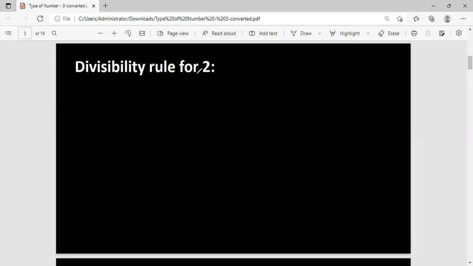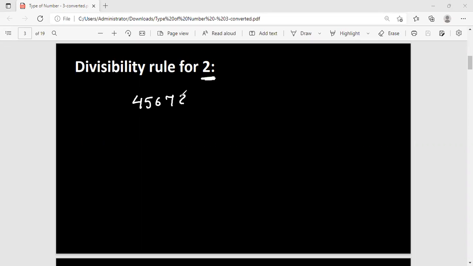So let us start with the divisibility rule for 2. How can we determine without actually dividing whether a number is divisible by 2 or not? Let us take this number 4567880. Without using actual division, I want to check whether this number is divisible by 2 or not. This is called the divisibility rule of 2.